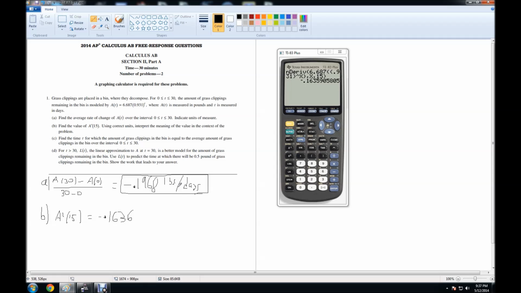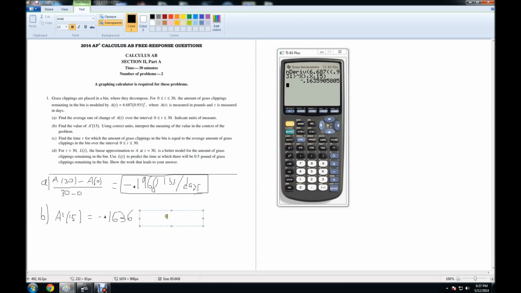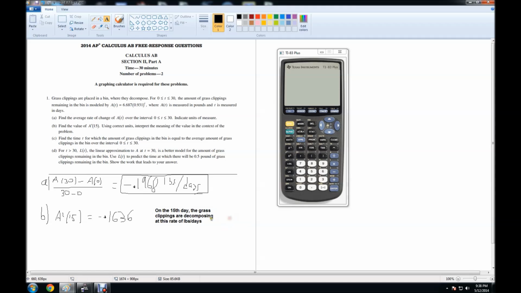Using correct units, interpret the meaning of the value in the context of the problem. Okay, so using correct units, this basically means that t is in days, so on the 15th day, the grass clippings are decomposing at this rate of negative 0.1636 pounds per day. So yeah, this is the answer to part B.